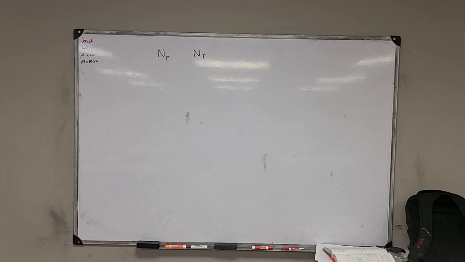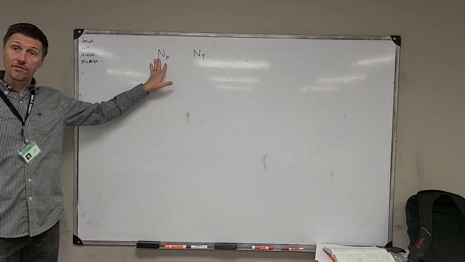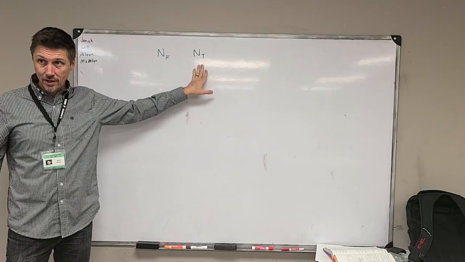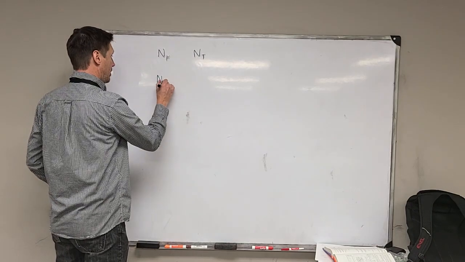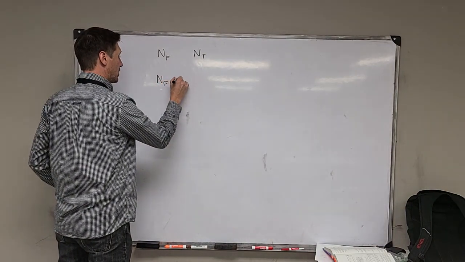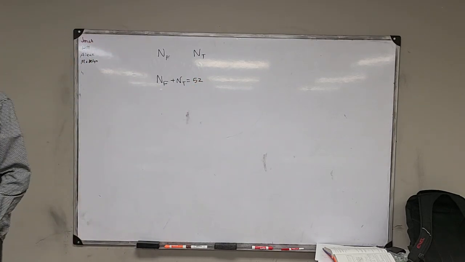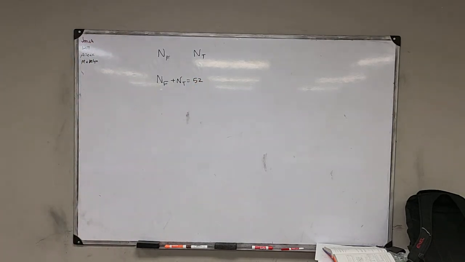If there's 52 passengers on the plane, that must mean that they bought 52 what? Tickets? Total tickets, right? And if this represents the number of first class tickets, and this represents the number of tourist class tickets, then does everybody see I can say the number of these plus the number of these has to equal 52? Does that make sense? Does that make sense, Hannah?